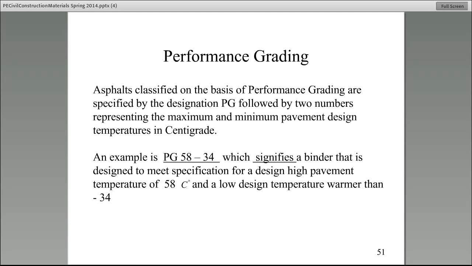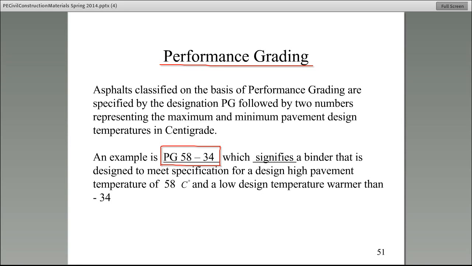So performance grading, PG grading. Some of you who work for a state agency, you probably are familiar with this, but it's not a very difficult concept. Let's take a look. PG grading, an example of it is like this: PG 58 minus 34. That's an asphalt binder. The way you specify it is PG 58 minus 34. Let's look at what those numbers mean. PG stands for performance grading.